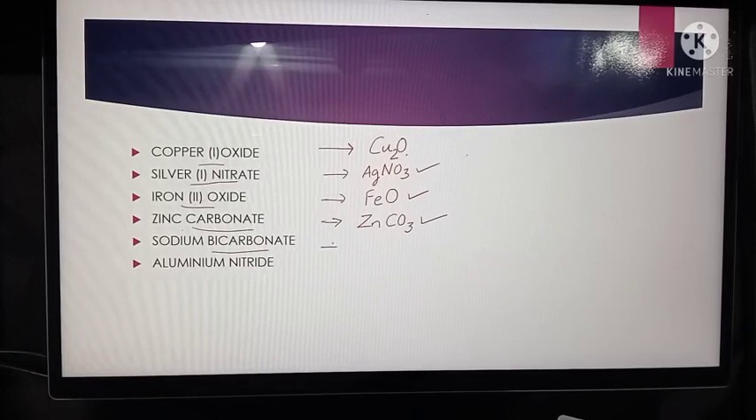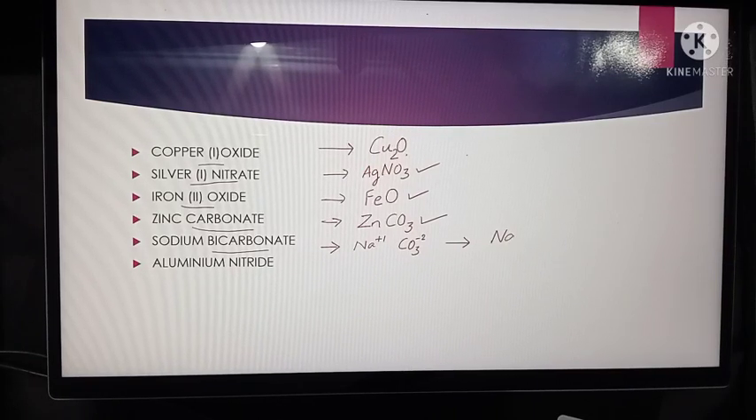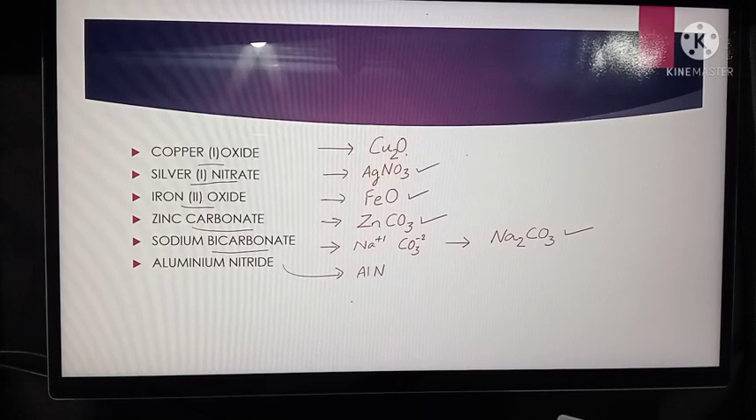Next one is sodium bicarbonate. Na is +1 and CO3 is -2. So you have got different numbers. What will be its formula? Na. Give the valency of carbonate to sodium and write CO3. There is no need of writing 1; it's understood that CO3 is only 1 in number. So Na2CO3 is the formula. Last one, aluminium nitride. We have already written AlN. That is the formula for aluminium nitride.